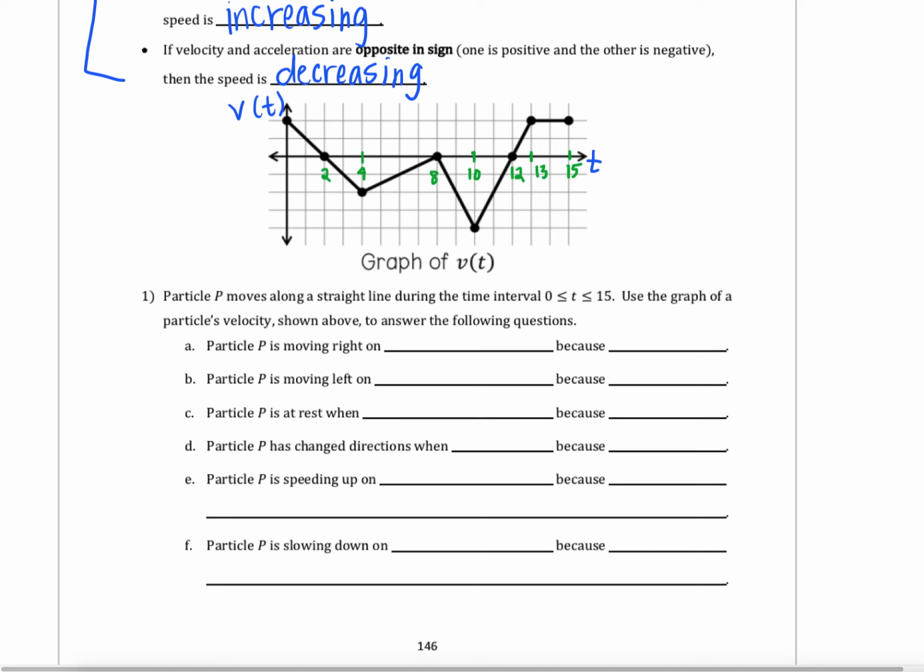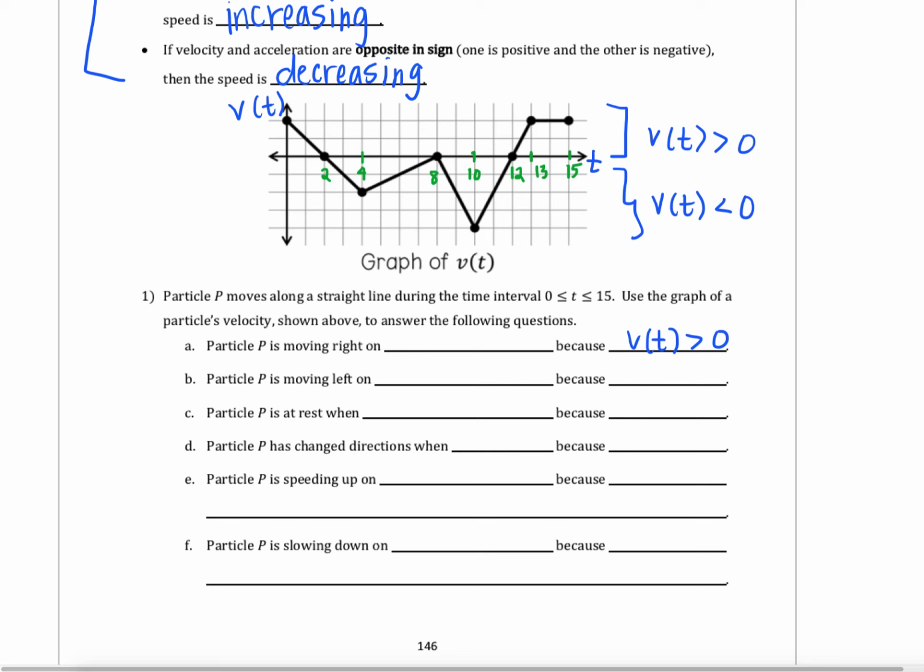So in part A, we're asked, where is particle P moving to the right? And we also are asked to give a reason for all of these answers. So particle P is going to be moving to the right when velocity is positive. So I'm going to fill in our reasoning first. Here we're looking for where velocity is greater than 0. Since we're given a graph of velocity, that is anywhere where we are above the x-axis would be where velocity is positive. And then velocity would end up being negative anywhere that we are below the x-axis.